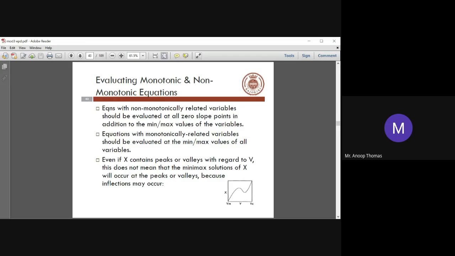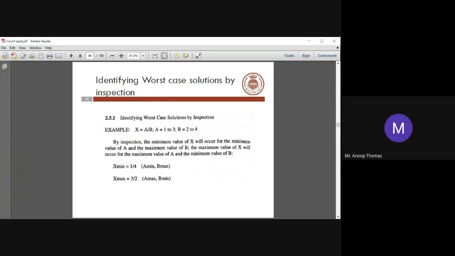Even if x contains peaks or values with regard to v, this does not mean that the minimum or maximum solution of x will occur at the peaks of v, because in fact inflections may occur. That is an example being shown here. So all these things are possible.